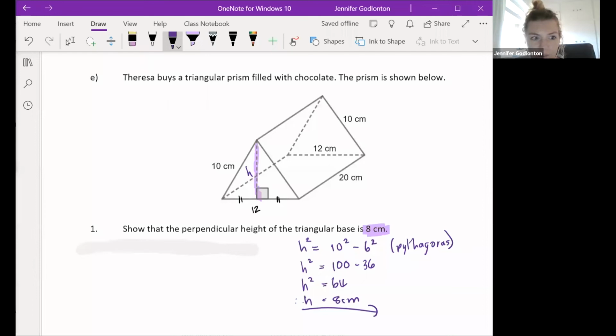We're good to go. Okay, and that I think is probably about 2 marks. So now we already have 2 marks in our pocket. Now, if we couldn't do that, we don't panic, because now we know that that perpendicular height is 8. They've told us that it's 8, so we're allowed to use it. The second part of this question is saying, now that you know that that is 8, calculate the volume of this prism.